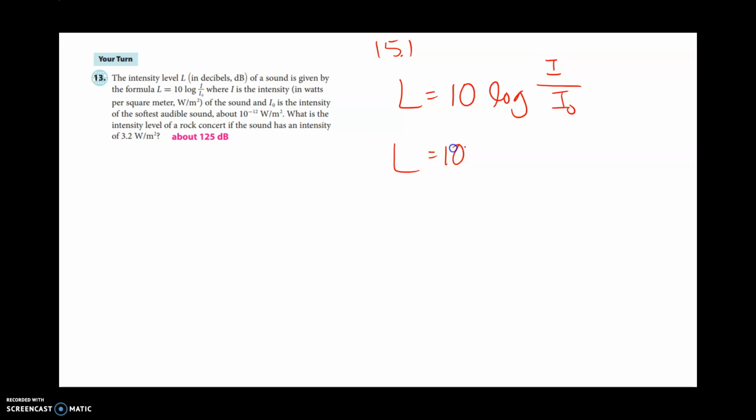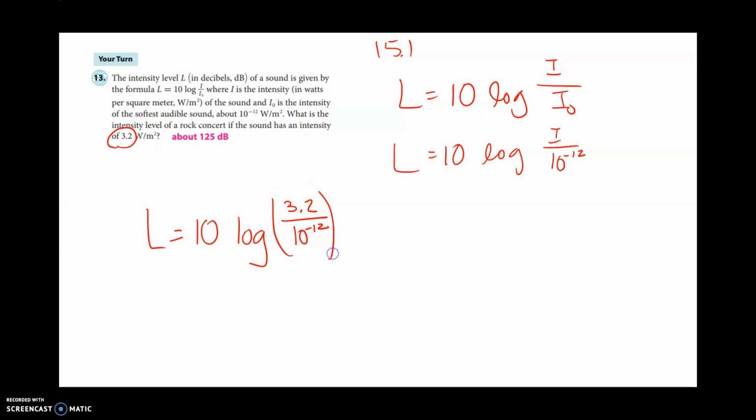So I could automatically rewrite this, right? 10 to the negative 12. What is the intensity level of a rock concert if the sound has an intensity of blah? So I think I just come in here, right? Take that 3.2 divided by 10 to the negative 12, and I'm going to plug this into my calculator. All right? And it happens to be about 125, and it's in decibels.